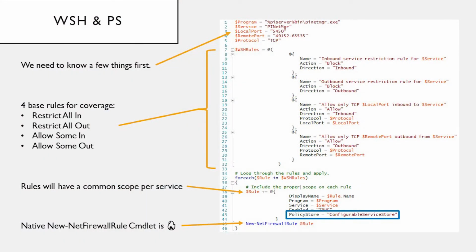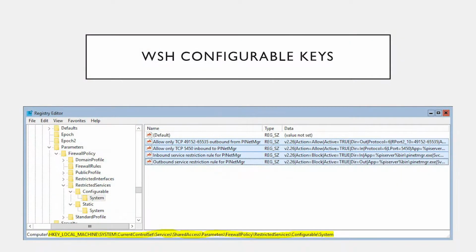And we can actually do it in a modern way with PowerShell. It is basically doing what the VBScript did, except we are using the new PowerShell command called New-NetFirewallRule, and we are manipulating the configurable service store. And once everything is set up, the service restriction for our Pi server will show in the registry as a configurable key. And we can actually delete everything, and then all the service restrictions will be removed.